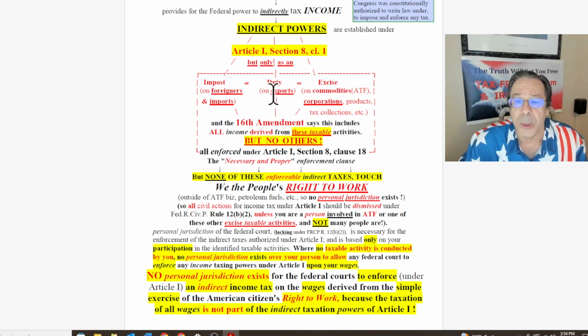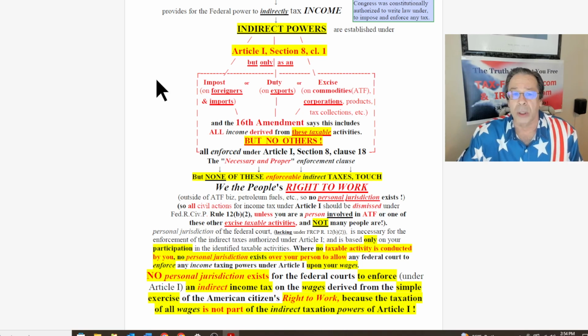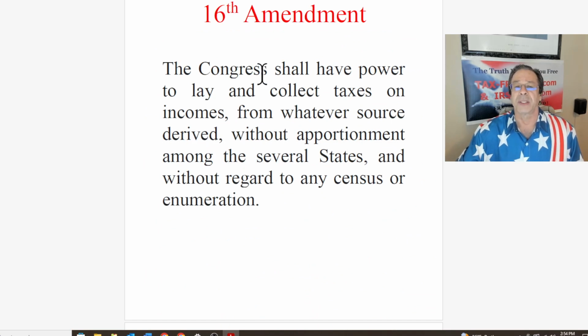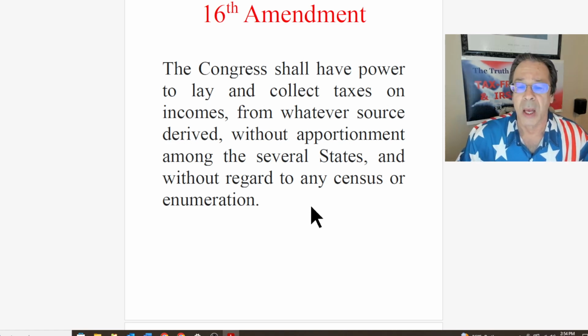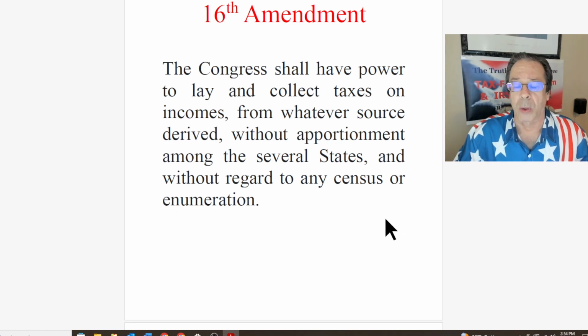Impost, duty, excise. These are the only fundamental powers to tax that exist, that have ever existed, that still exist today, that were made enforceable at law by an enabling enforcement clause that applies to the powers granted. We then saw that the 16th Amendment doesn't contain the word direct, doesn't have an enabling enforcement clause, and that Congress isn't authorized to write law under this amendment as an alleged source of power or authority.